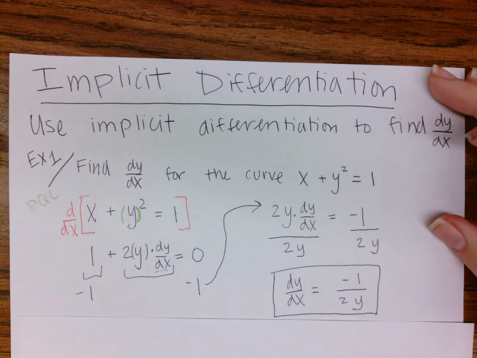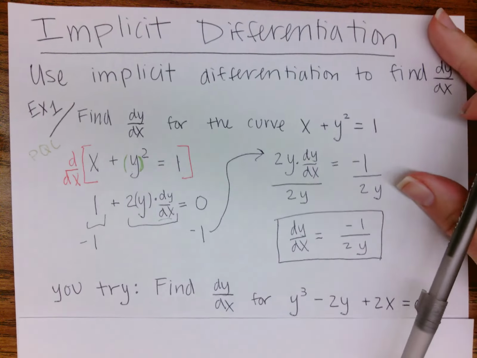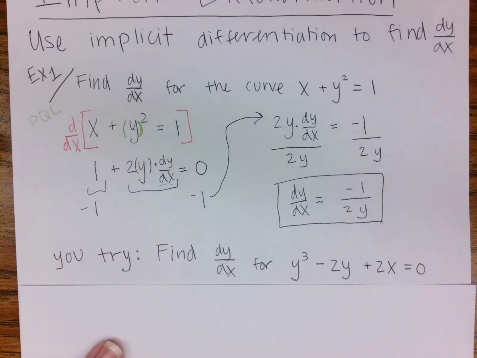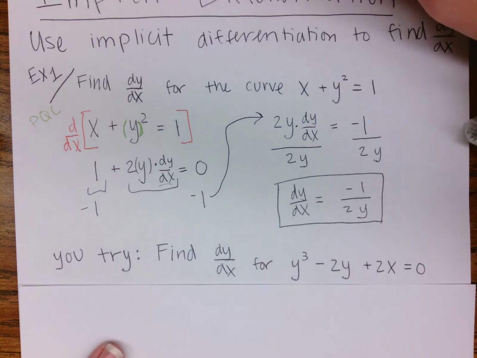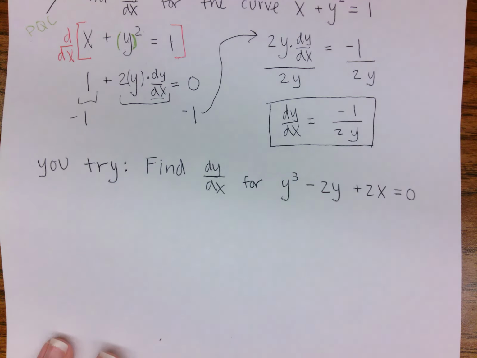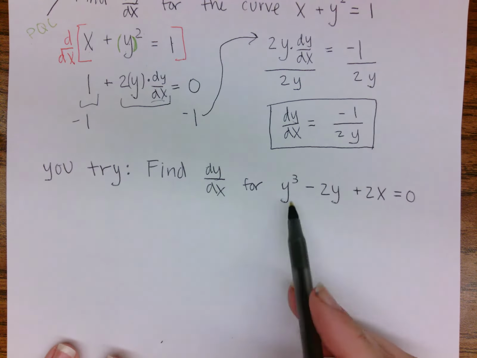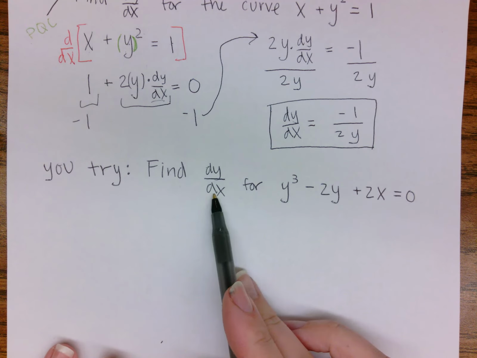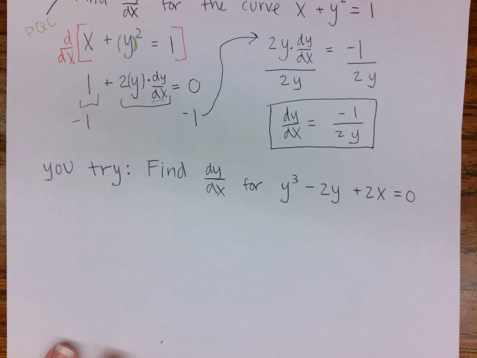Now, you try. Find dy dx for the curve y cubed minus 2y plus 2x equals 0. At this point, you should pause the video and work out the problem on your own. By this point, you should have paused the video to work out the problem to find dy dx for y cubed minus 2y plus 2x equals 0. I'm now going to show the solution.